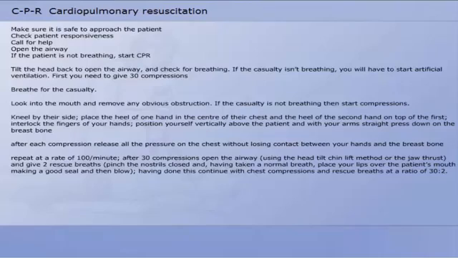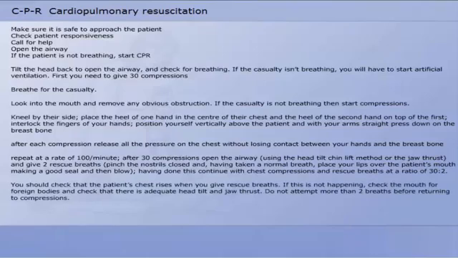Only stop CPR if the patient starts to breathe spontaneously, or if help arrives, or if you become exhausted and unable to carry on.